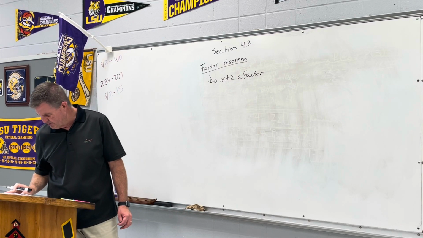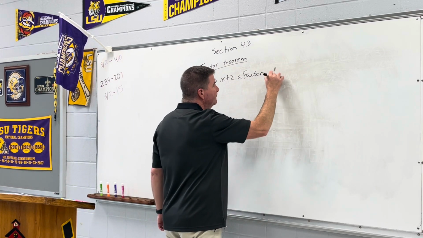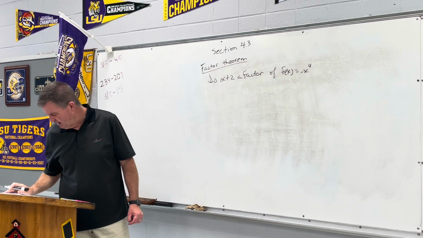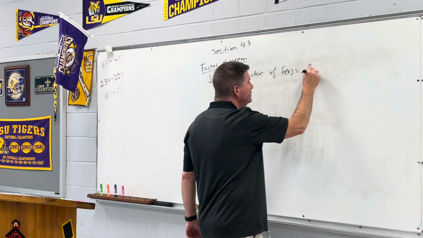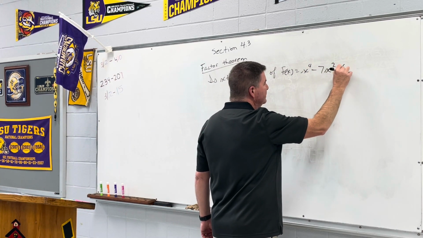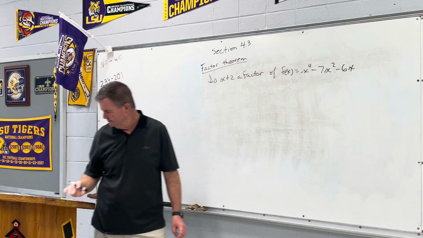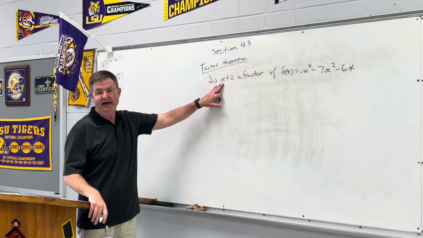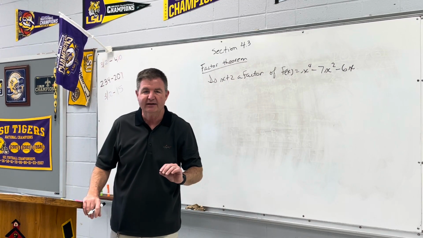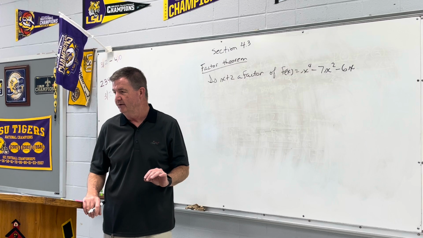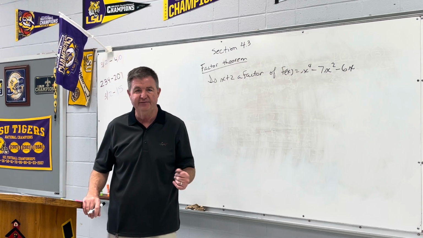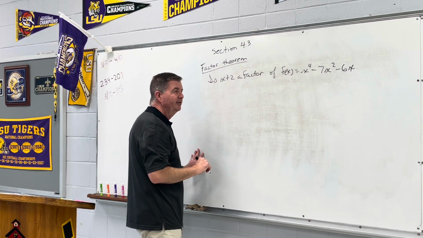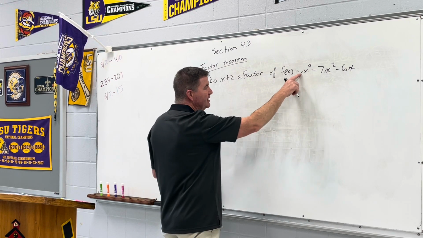of f of x is equal to x to the fourth minus 7x squared minus 6x. And they want to know, is x plus 2 a factor? If x plus 2 is a factor, we should get no remainder because it should divide in evenly. So we're going to do synthetic division, and again, if we get no remainder, then it is in fact a factor.